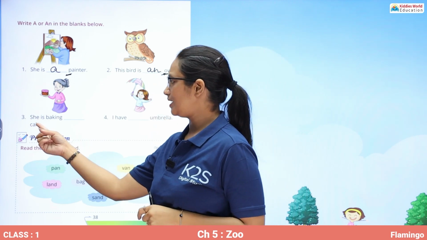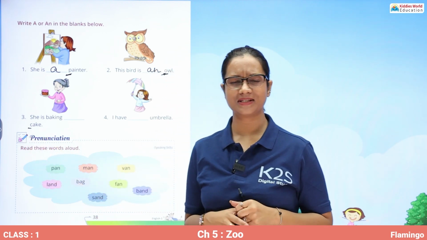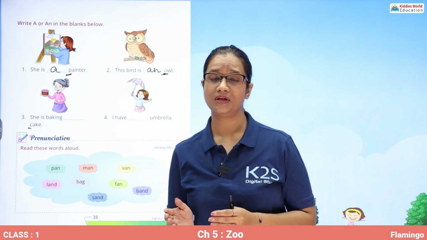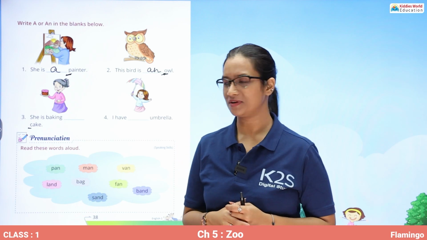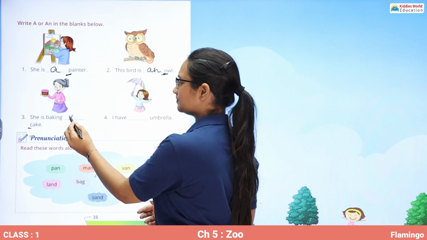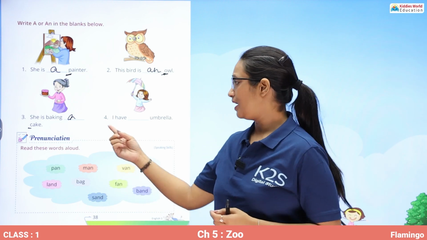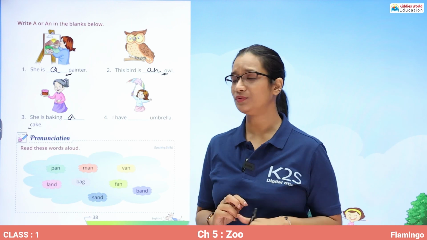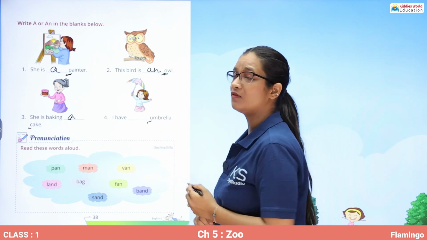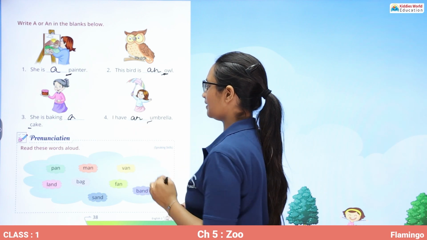Now she is baking dash cake. Now the letter C. What is this letter? Is it a vowel or is it a consonant? This is a consonant. So we will write she is baking a cake. And the last one we have, I have dash umbrella. Now the letter U is also a vowel. So we will write I have an umbrella.